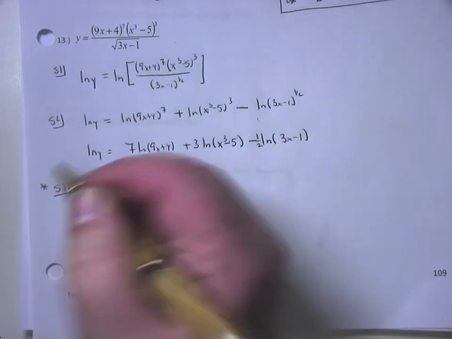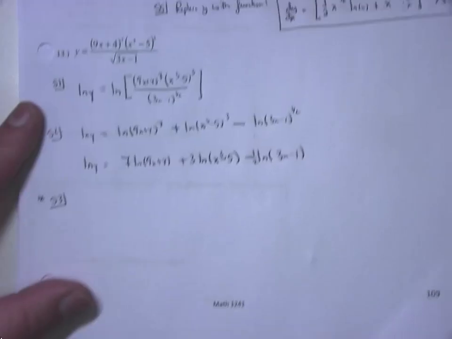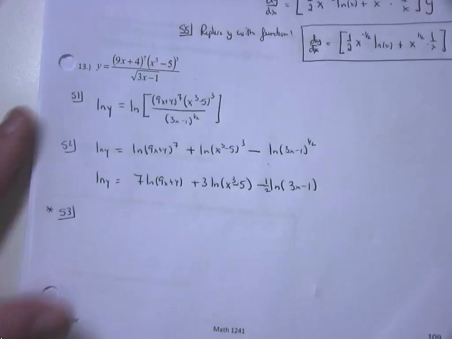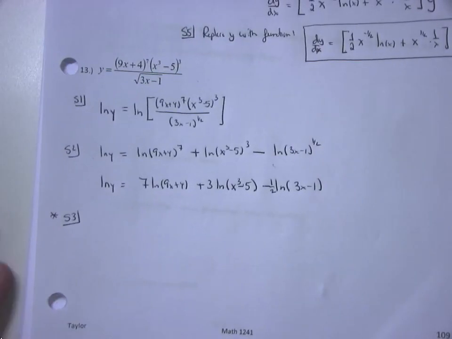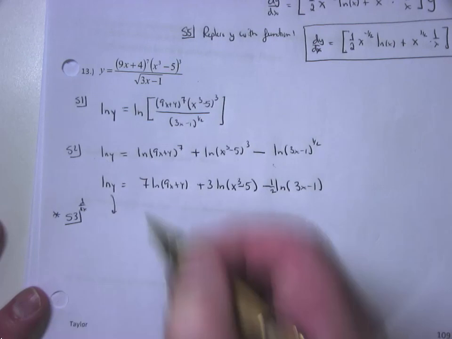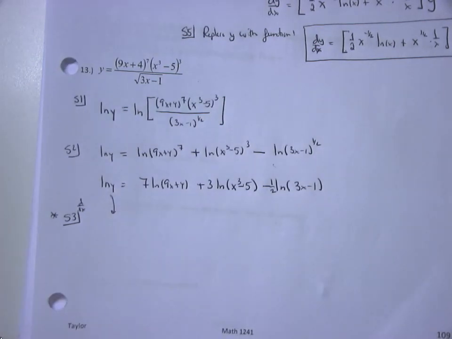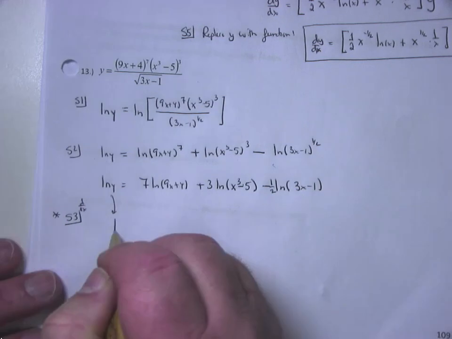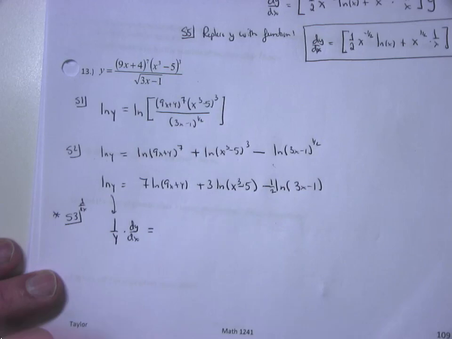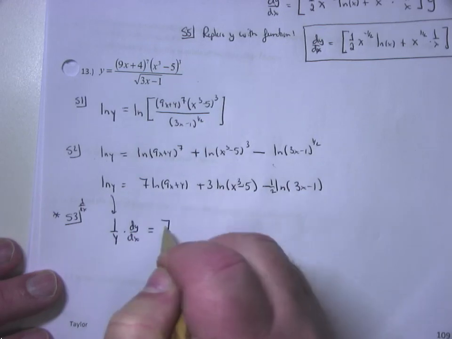Step 3 is take the derivative implicitly of both sides. So when I take the derivative with respect to x, what am I going to get when I take the derivative of the natural log of y? What was the rule on that? Well, the derivative of the natural log of a function is 1 over the function times the derivative of the function. So the derivative of the natural log of y is going to be 1 over y times dy over dx equals 7, which is a constant, leave it alone.